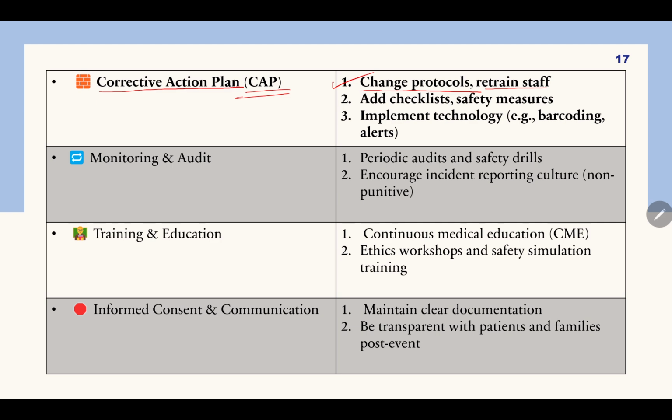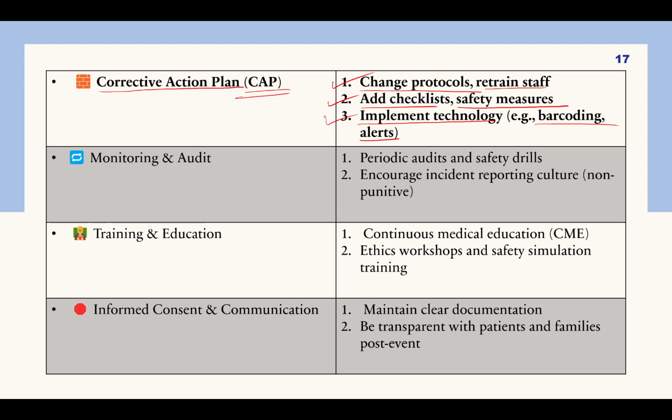If a big problem was not handled by particular staff or particular protocols, you have to change every single thing. You don't have to change the staff, but you have to add members. You have to get rid of unnecessary protocols which only waste time and add to the problems. Then add checklists, add safety measures, then implement technology, that is barcoding, alerts. So this is a very systematic approach to any sentinel event.